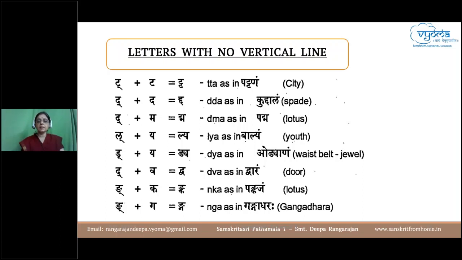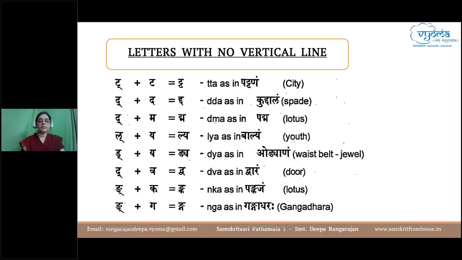Yes, Odyanam. You have Odyanam, Dakara, Yakara. It means a waist belt, a jewel which is worn on the waist. Okay. Next, da plus va, dva, as in dwaram, door. Okay, good.